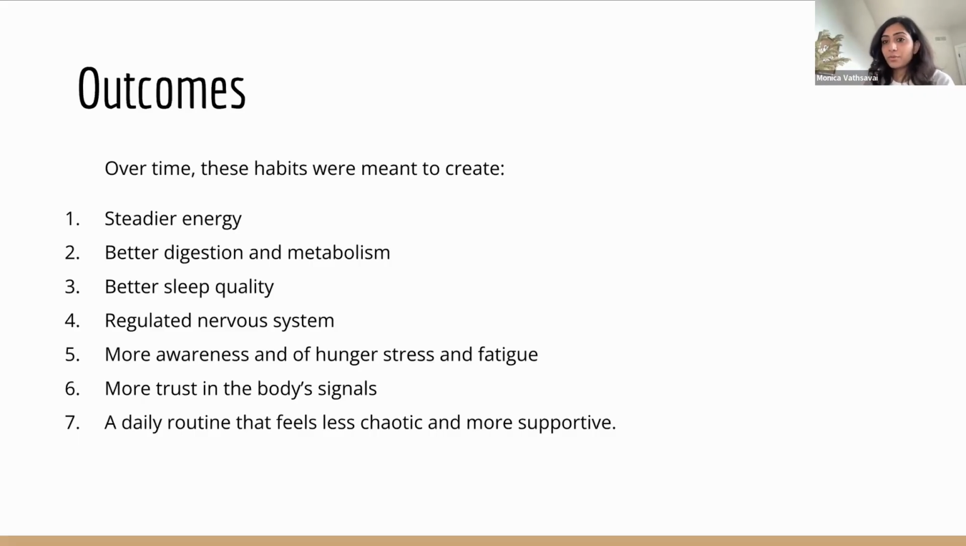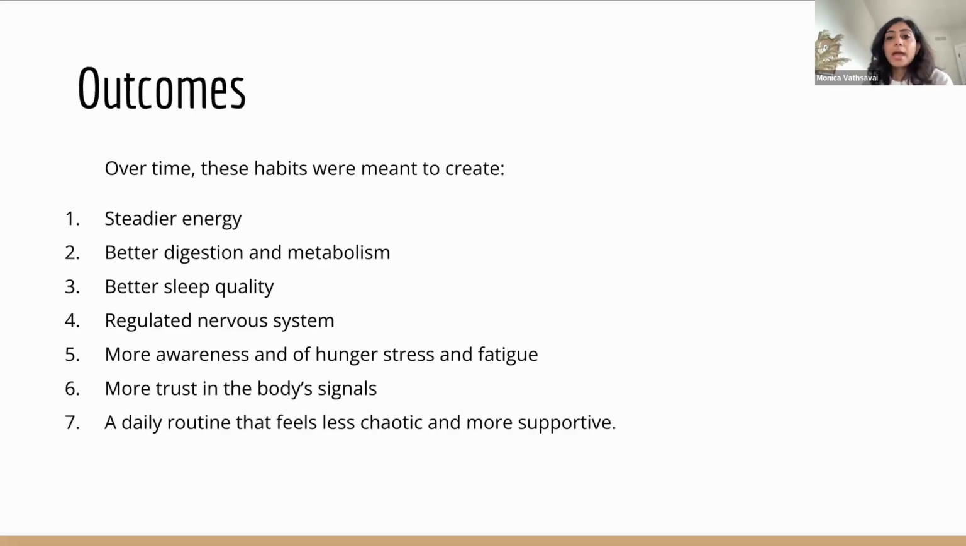And one of the first things a steadier rhythm can create is steadier energy. When meals are more regular, mornings have more structure, when hydration is more consistent and our nervous system is a little less chaotic, energy often starts to feel less erratic. Not necessarily high energy all the time, but more like stable energy. Did any of you notice more stable energy over time as you followed these habits? You can let me know. Otherwise, many of us have energy highs or crashes, but these habits really help regulate your energy levels throughout the day.